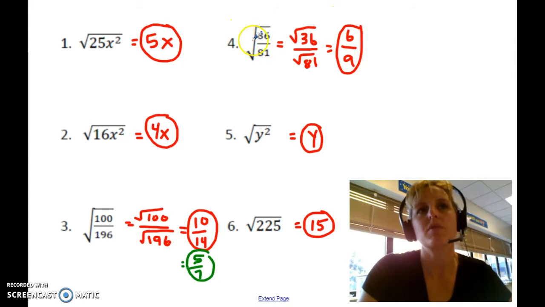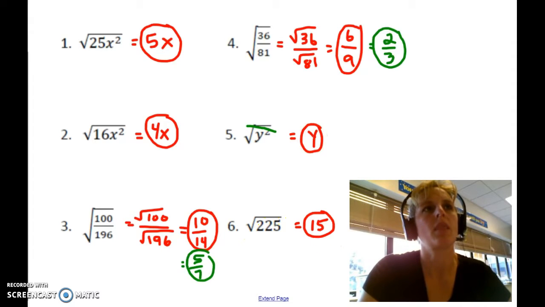Same thing with number 4. When you separate the numerator and denominator and you get your values, you could reduce this one. You could divide by 2 top and bottom, or I'm sorry, 3 top and bottom, so your resulting fraction can be reduced. You can say 2/3. Square root of y squared, these undo each other, so you get y. Square root of 225 is 15.